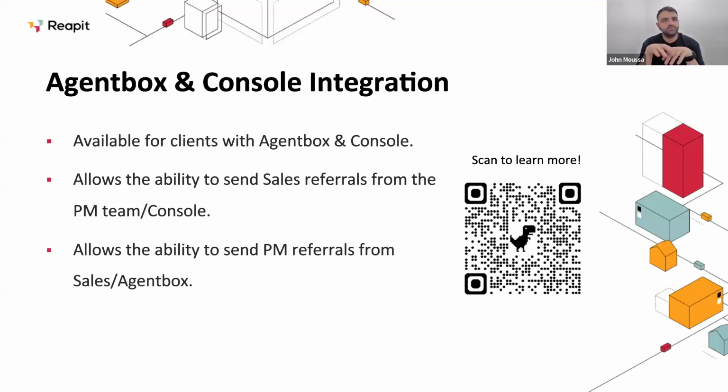Okay. If you have Agentbox and Console, one cool feature that we have now is if you scan the QR code on screen, you have the power to integrate, where you can tag tasks from Console directly to Agentbox, or you can send a referral from Agentbox to Console. So the property management and the sales team can actually talk together. So if you're an agent that uses both Console and Agentbox, you have the power to have this turned on. Reach out to support, let them know that you have both, and they can turn this on for you, and just makes things a lot easier.